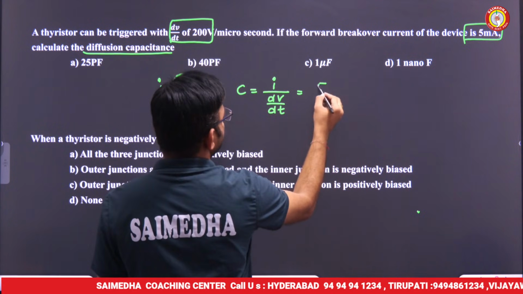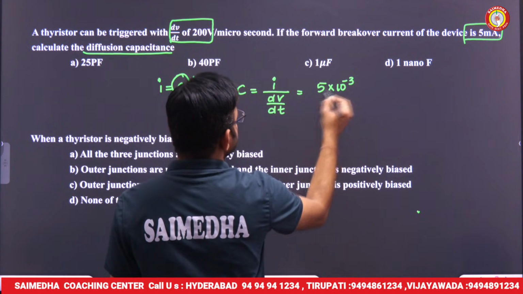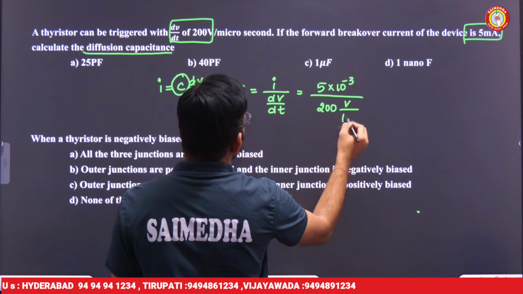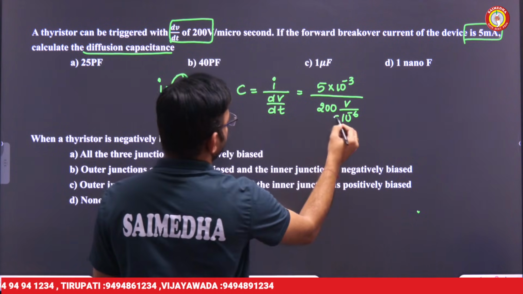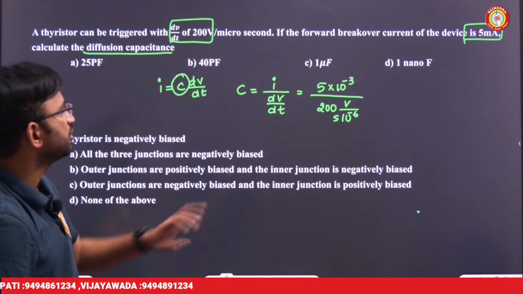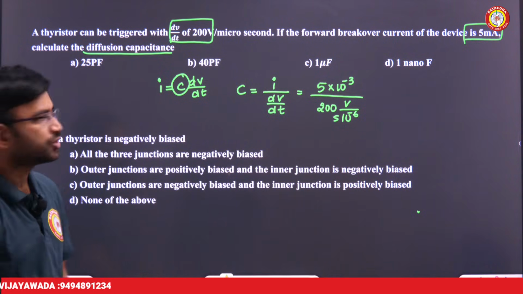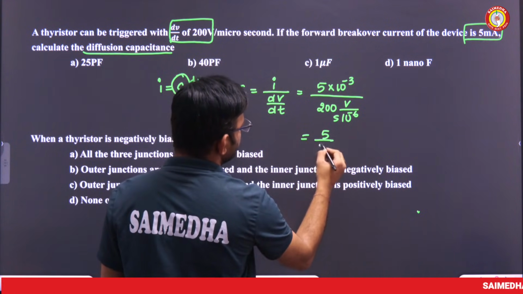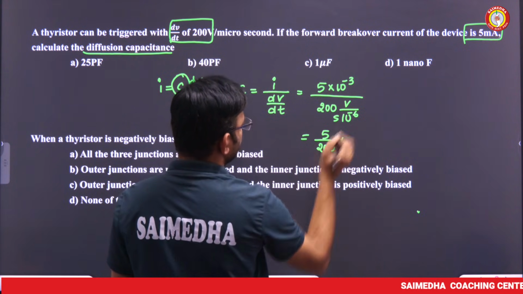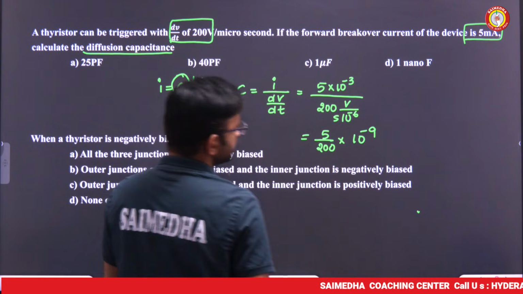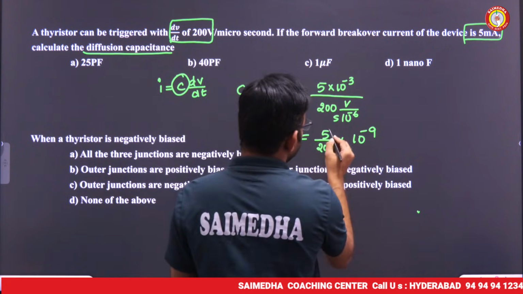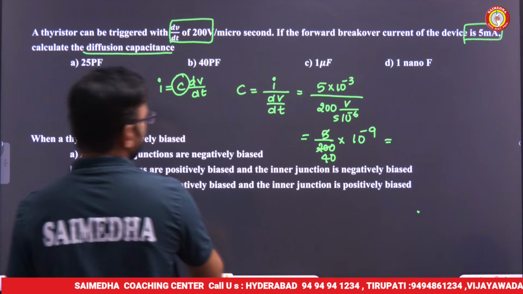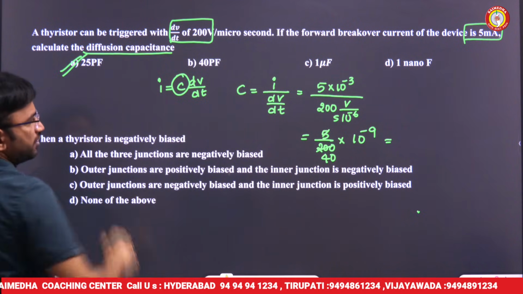So current is 5 milliampere, 5 into 10 to the power of minus 3, divided by dV by dt, which is 200 volt divided by 10 to the power of minus 6 second. While applying, you need to substitute all the values, then only it will be correct. You will get 5 by 200, and if 10 to the power of minus 6 goes to the numerator, it will be 10 to the power of minus 9. So you will get around 25 picofarad.